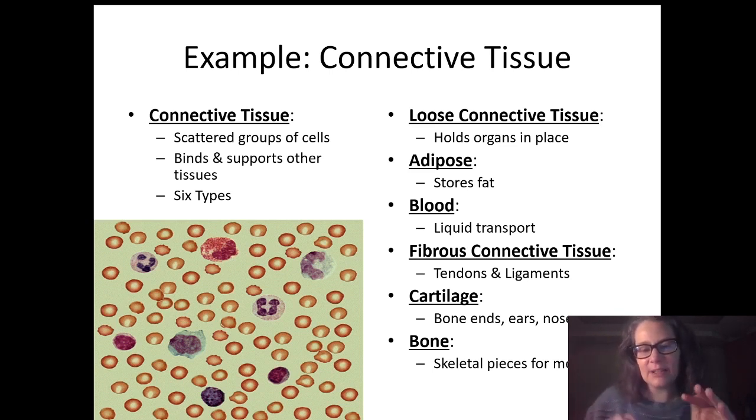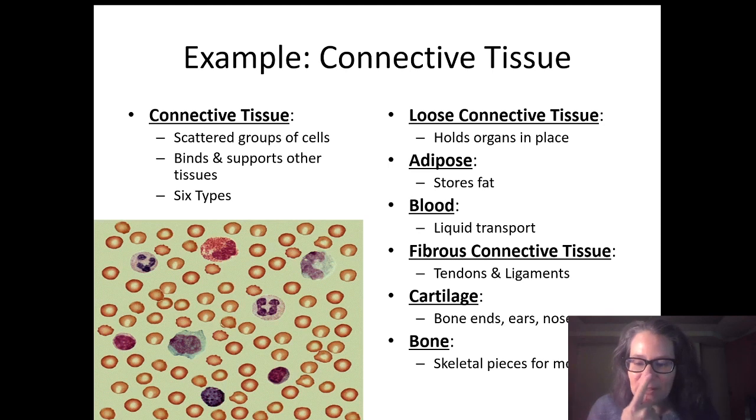Adipose is typically where you're storing fat, so it's often a yellowy color at the surface, and it's cushioning around organs sometimes. Blood, most of us have seen from meats and things like that, or our own blood on accidents, right? A bad day. And that also is a group of cells that are binding. They're scattered throughout the body, but binding and supporting other tissues.